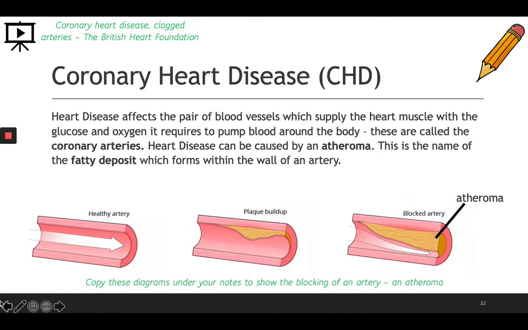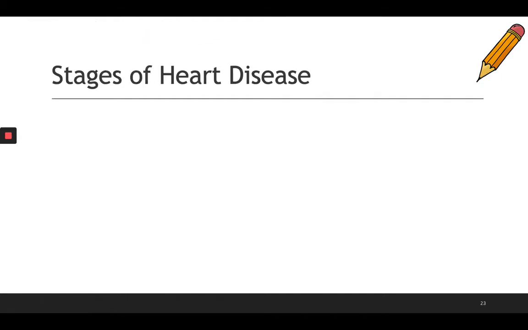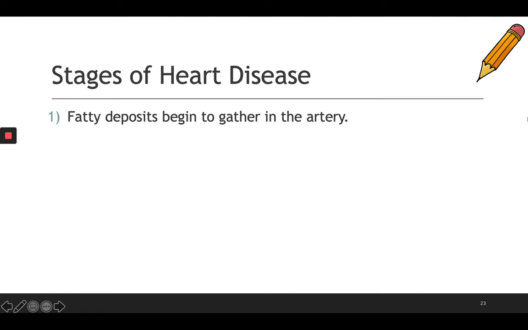Okay, so what I'd like you to do is copy these diagrams under your notes, just as best you can, to show how an artery eventually becomes blocked. These are the issues. We need to stop these happening, or we need to figure out a way later on in the unit that we could maybe get rid of this blocked artery and prevent it from happening again. So there are different stages to heart disease, and this is what we're going to be looking at as well. So I'd like you to copy this down into your notes.